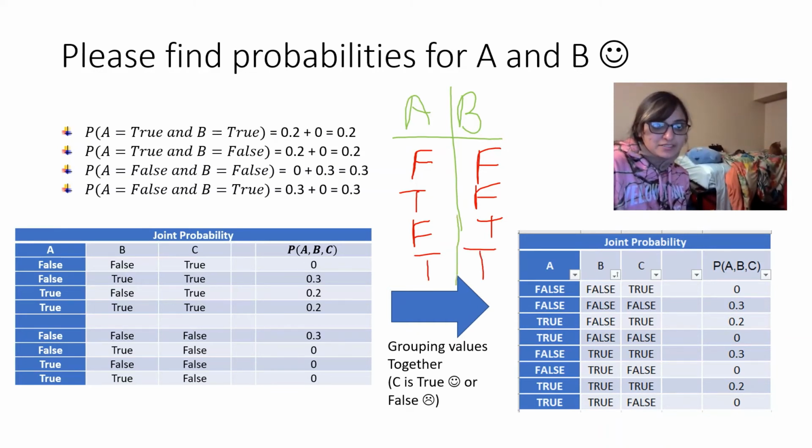And since these are all 4 possible outcomes for A and B, they should add up to 1 in the end. That is what they should add up to. They should add up to 1.